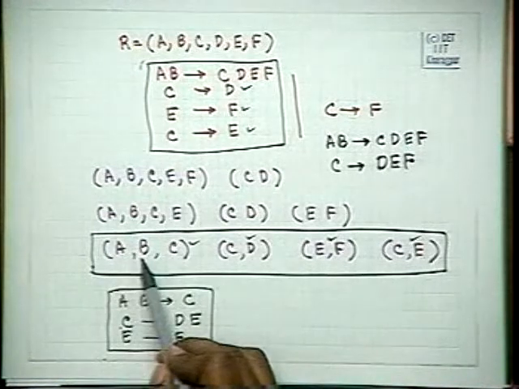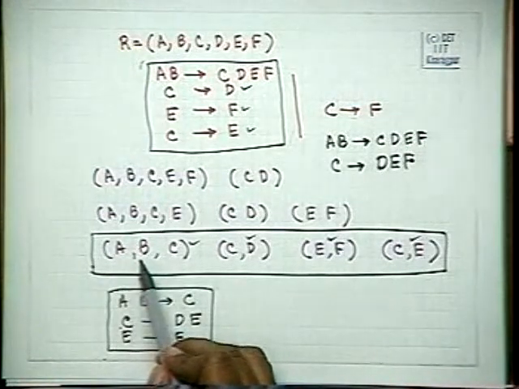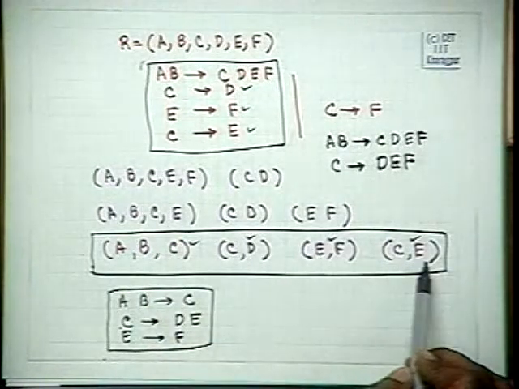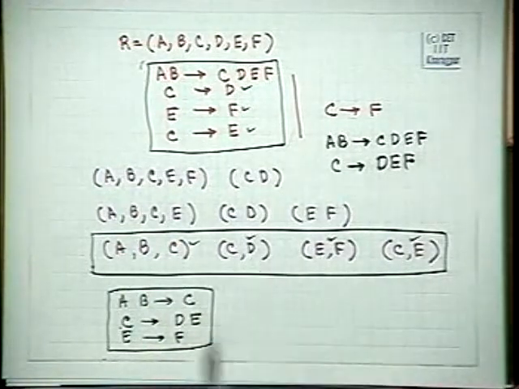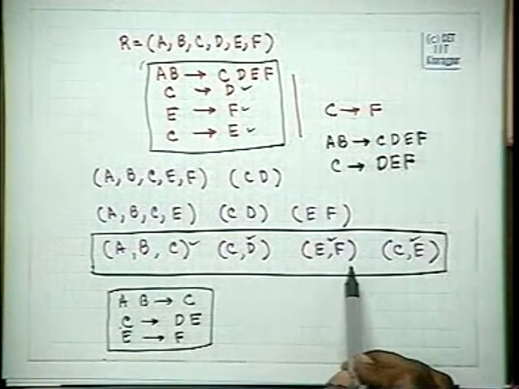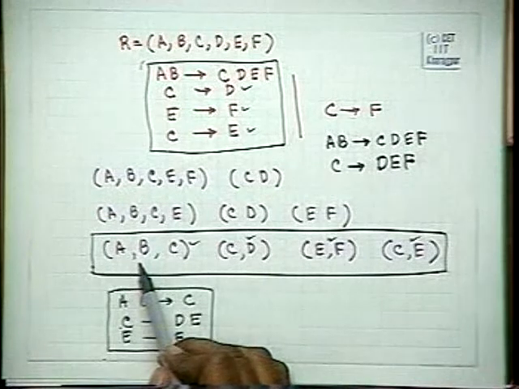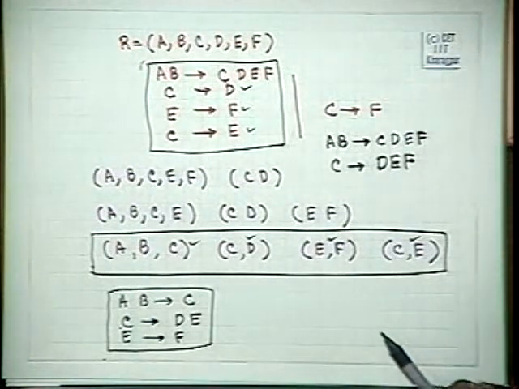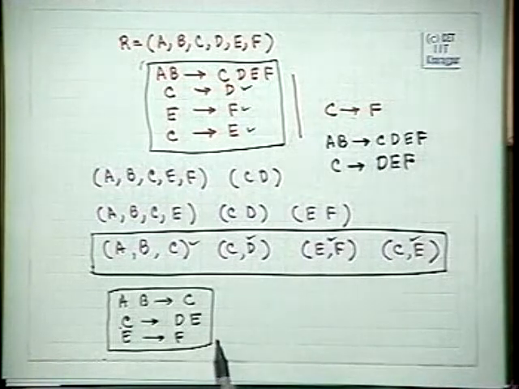Because if two tuples have the same AB, they must have the same C. If they have the same C, they must have the same E. If they have the same C, they must have the same D. And if they have the same E, they must have the same F. So indirectly, if they have the same AB, they must have the same C, D, E, F. So functional dependencies can be checked.